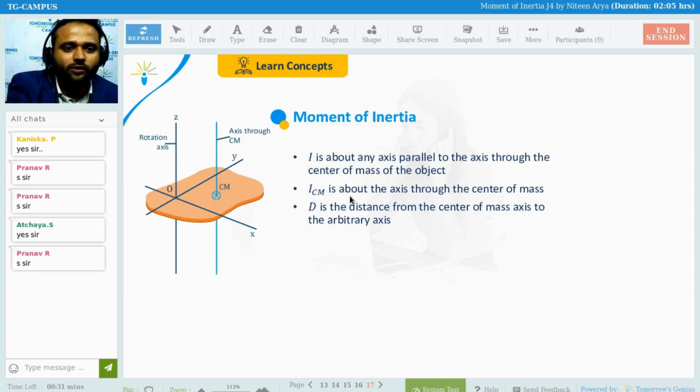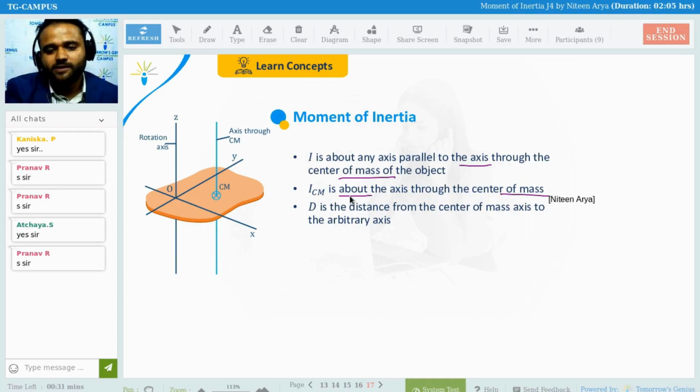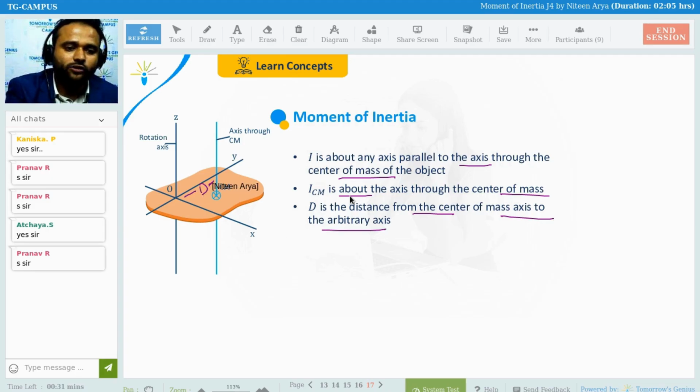In the same sense, we have a perpendicular axis theorem also, with the same analogy. The same thing is written over here. I is about any axis parallel to the axis through the center of mass of the object. ICM is about the center of mass axis, and D is the distance from the center of mass axis to the arbitrary axis. Another axis I prime you can write as ICM plus md².